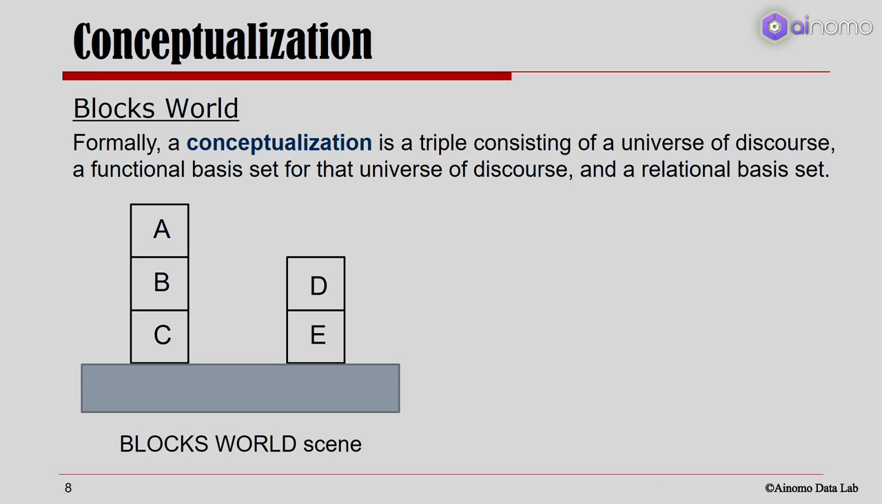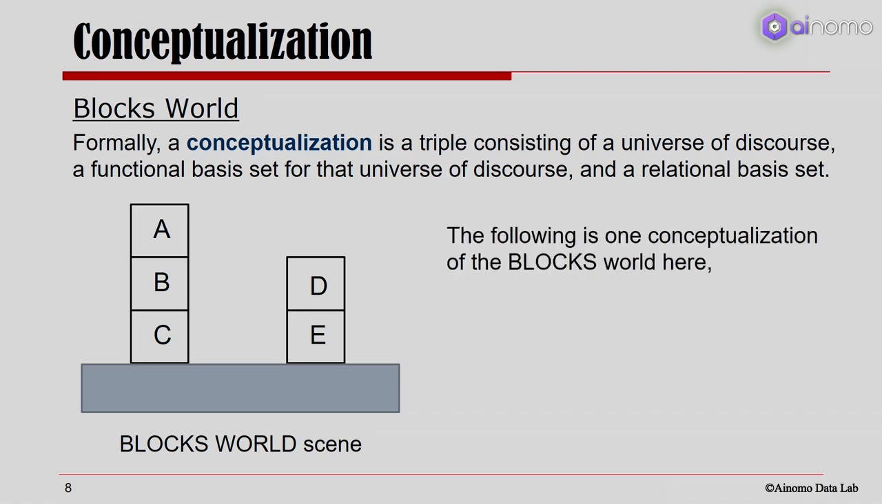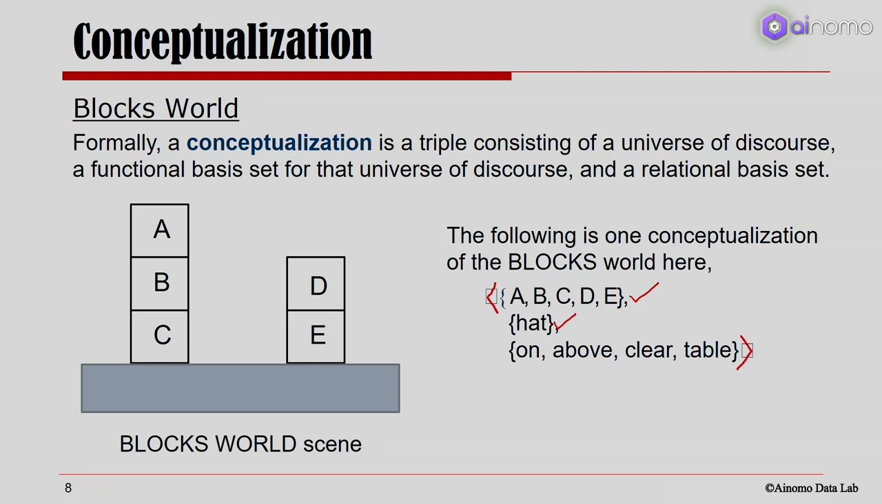Coming back to the blocks world scene that we are conceptualizing, the following triple is one conceptualization of the blocks world. I have the 5 blocks A, B, C, D, E as the objects in the universe of discourse. As for the functional basis set, I have a function hat, and as for the relational basis, I have on, above, clear and table, the 4 relations. So this triple is a conceptualization of the blocks world here.